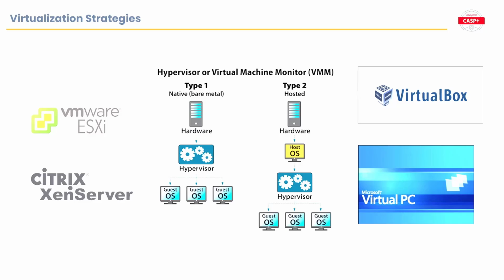In virtualization strategies, we have what we call a hypervisor. A hypervisor is a layer of software or hardware that allows multiple operating systems to run on the same machine without interfering with each other. There are two types of hypervisor. First is Type 1, and the other one is Type 2. So what's the difference?